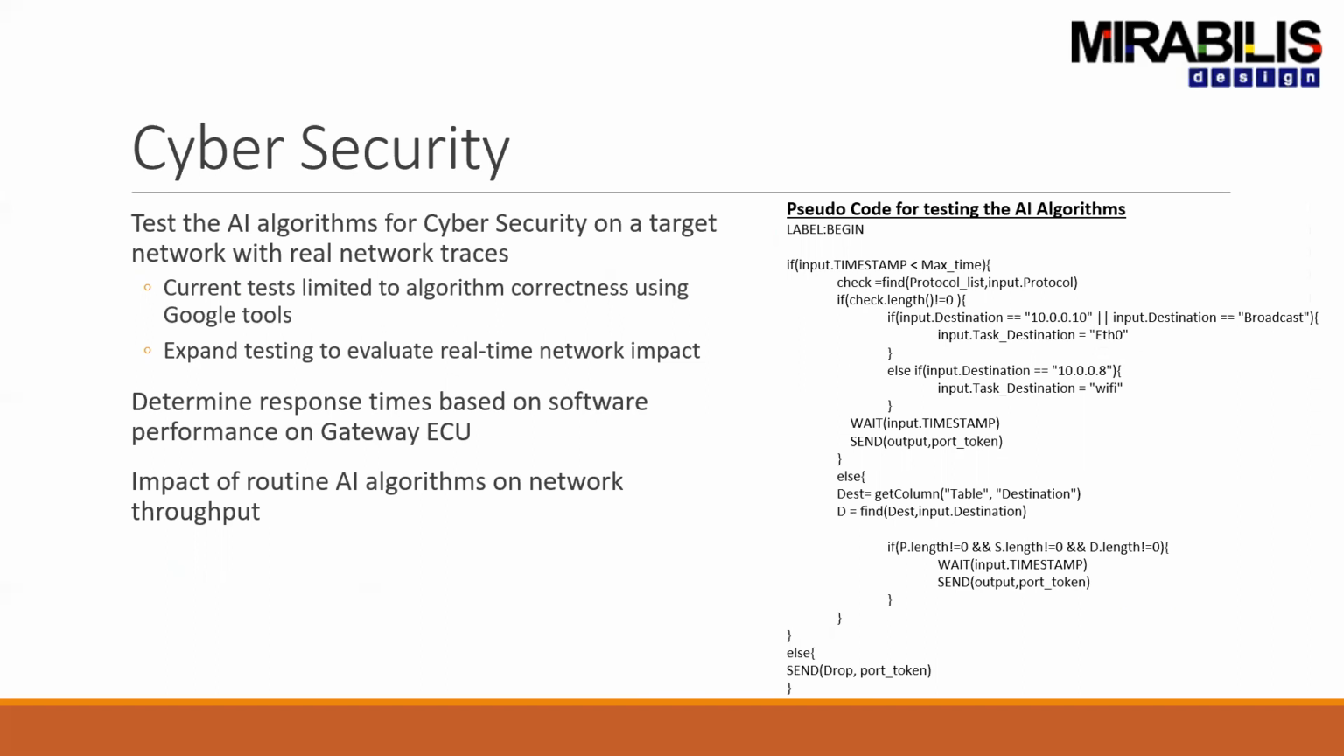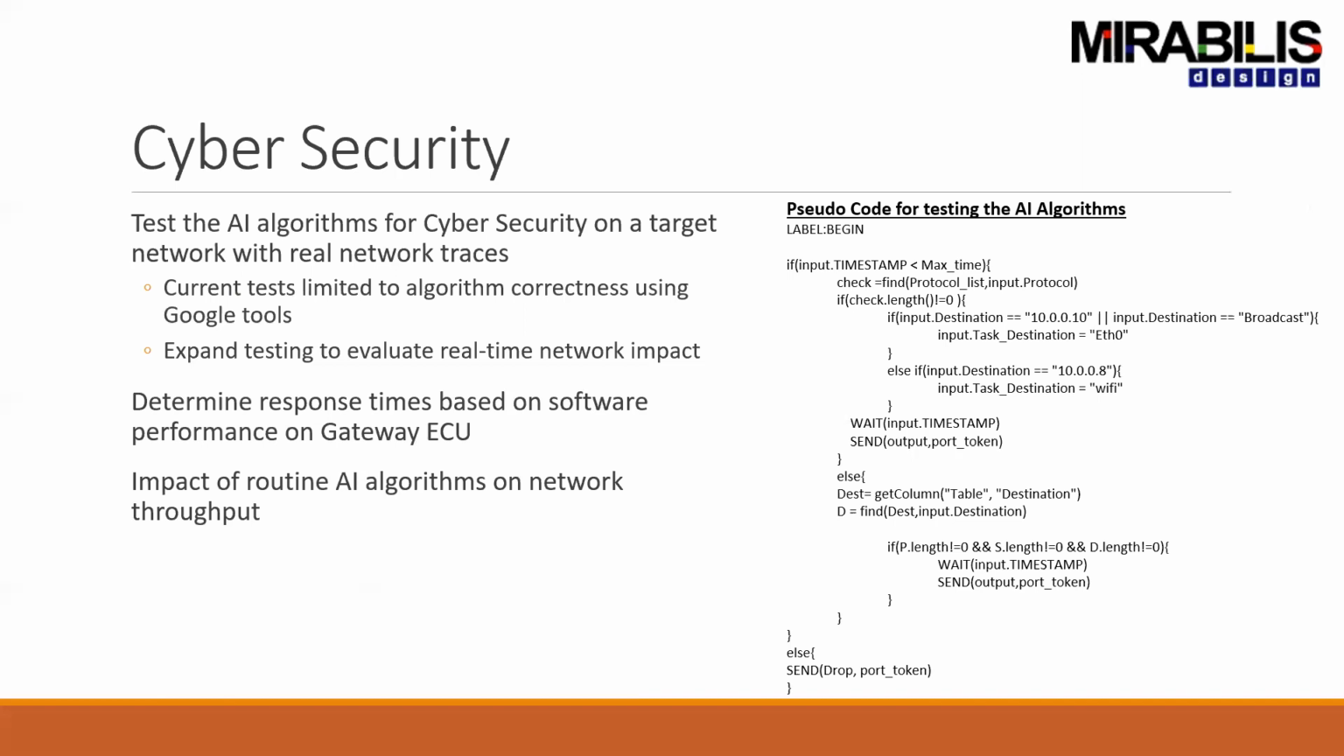Current generation testing of the cybersecurity code is really limited to algorithmic correctness. So Google offers a lot of tools which you can use to check to see if your AI application is working. Now, you can create some simple traffic models using open source networking and bring in, say, a Wireshark trace file. But what you really want is to expand to evaluate the real-time network.